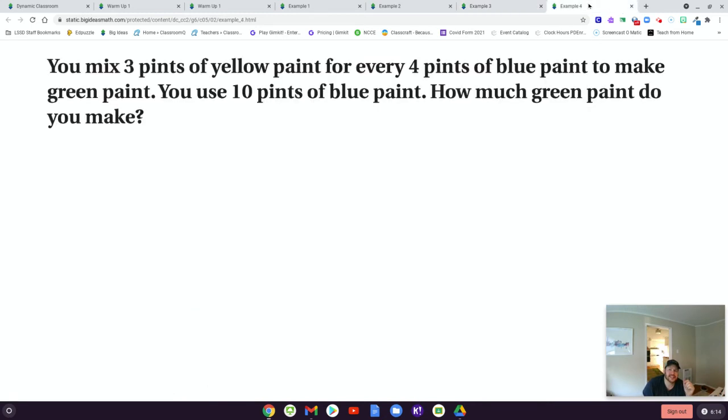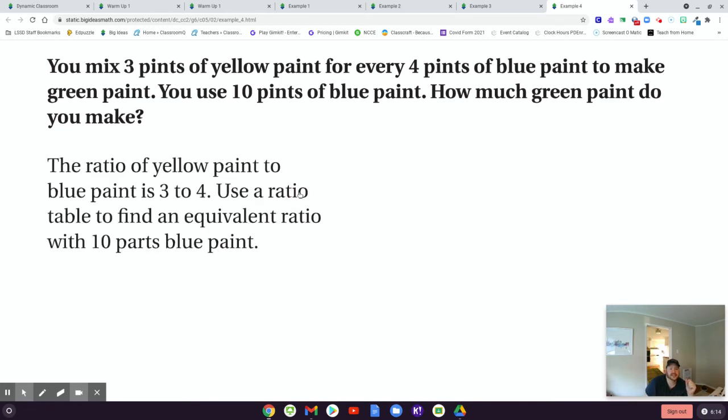Okay, and the last example: you mix 3 pints of yellow paint for every 4 pints of blue paint to make green paint. You use 10 pints of blue paint. How much green paint do you make? Okay, so again, the ratio table will come in handy. Go ahead and solve this however you want to try to solve it. Now let's see how you did.